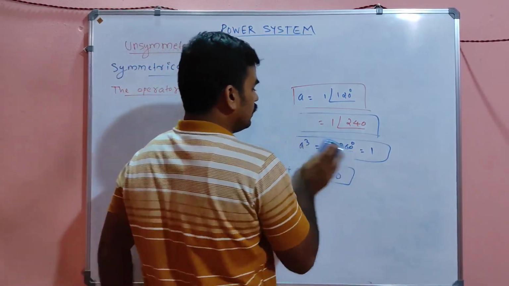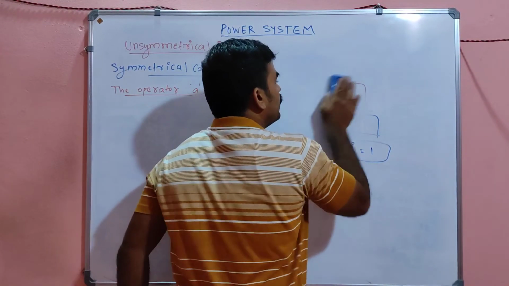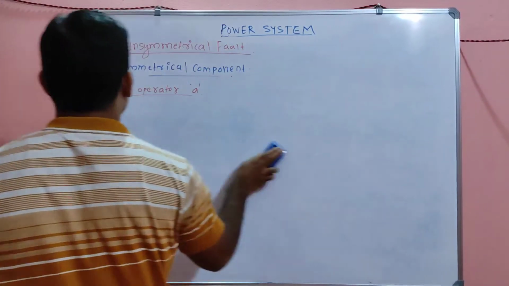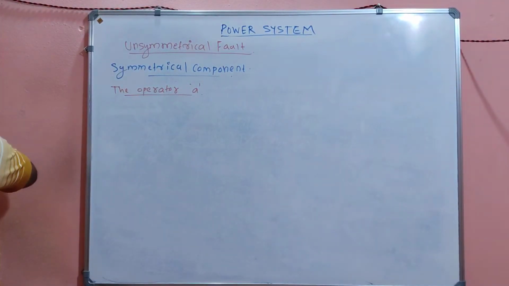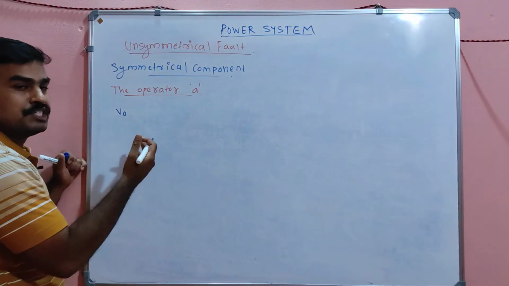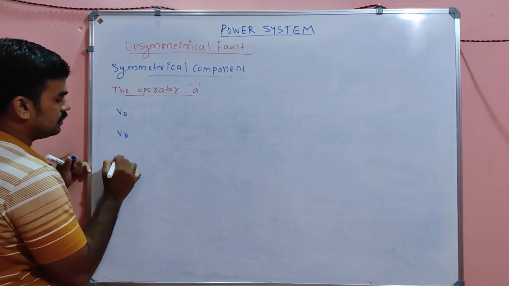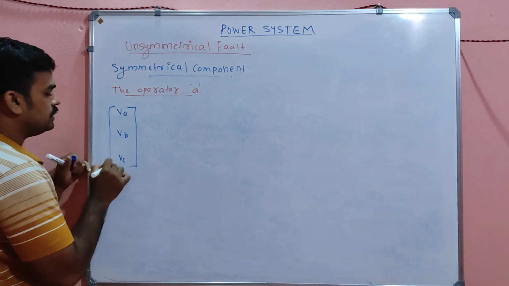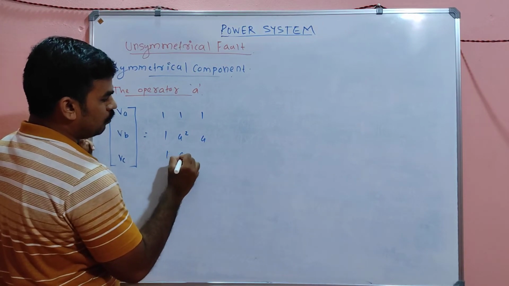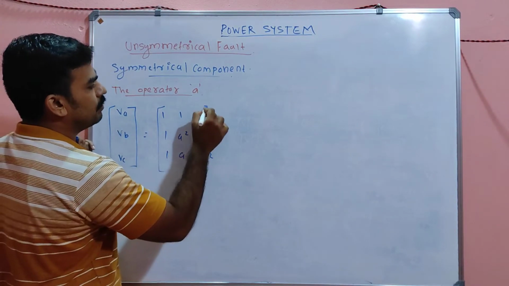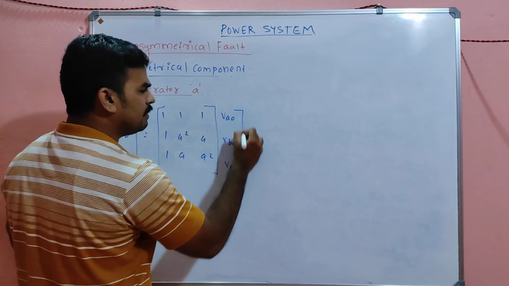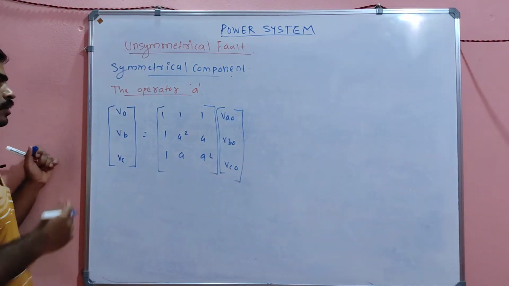If you have to represent the unsymmetrical component in symmetrical component, resolving manner. See, my dears, that means we have a relationship, like we can form a matrix like this: VA, VB and VC equal to the matrix 1 1 1, 1 A square A, 1 A A square. This is a very important matrix, my dear. Only you have to remember this matrix: VA0, VB0. This is the relationship between the voltages.